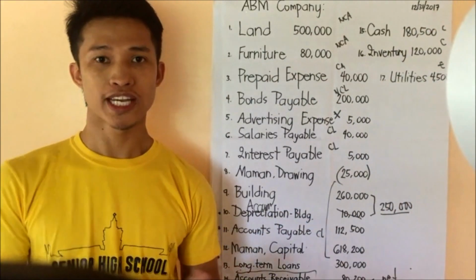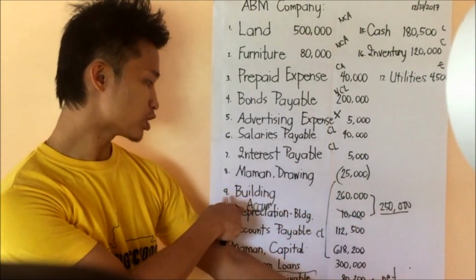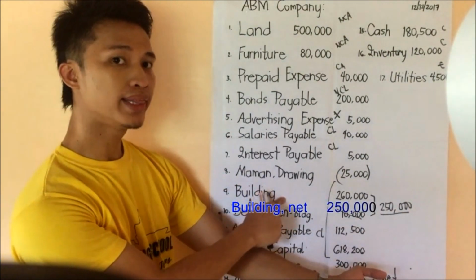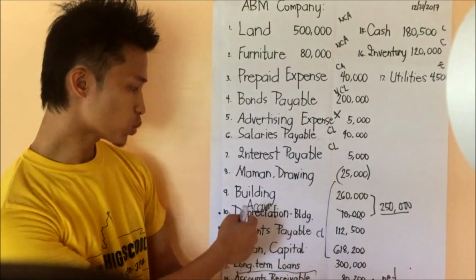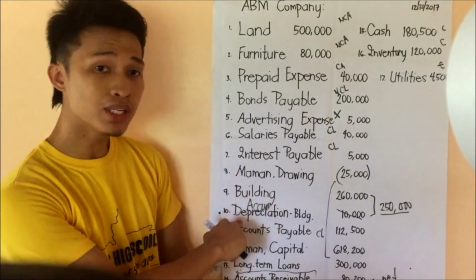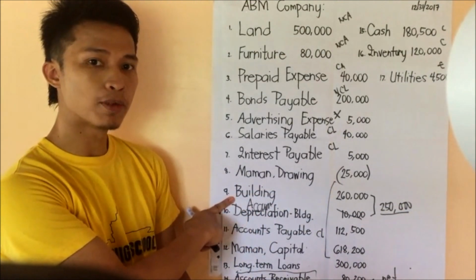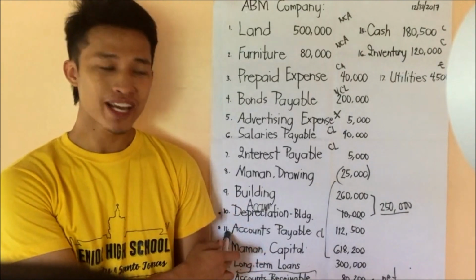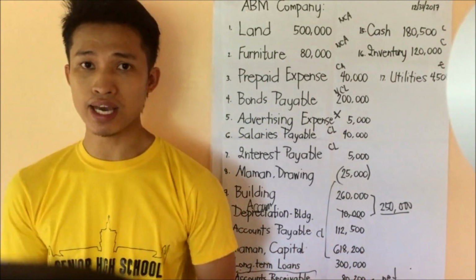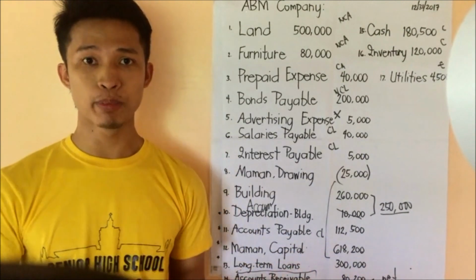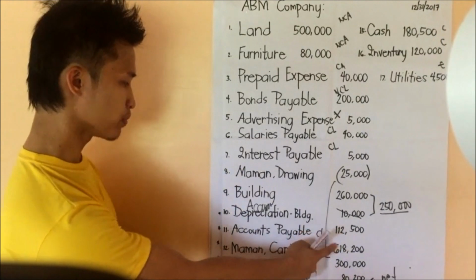Or sometimes we can present it as the net, 250,000 without the depreciation. So building, comma, net, 250,000. But we can also do this one, we can include accumulated depreciation after the account building in our statement of financial position. Number 11, accounts payable 112,500. As discussed a while back, it's a liability. Accounts payable, it's a current liability.